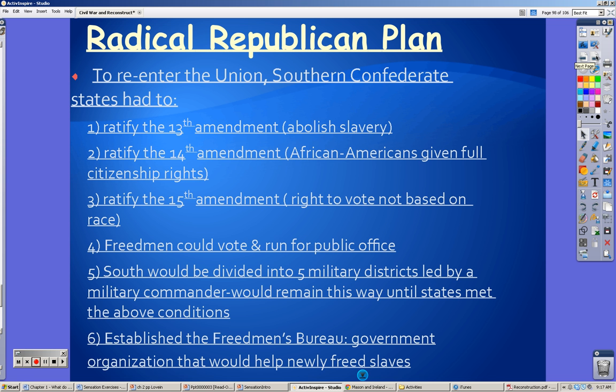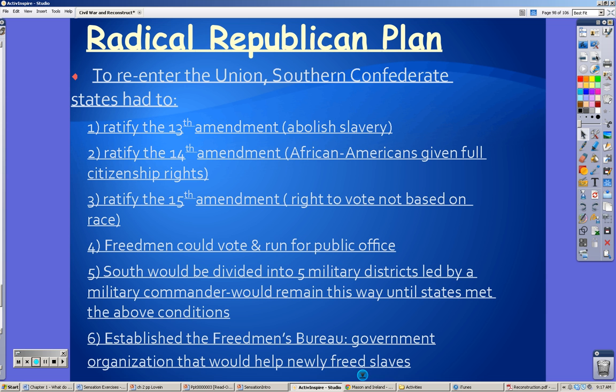So to re-enter the Union, Southern Confederate states had to ratify the 13th Amendment, which abolishes slavery, and ratify the 14th Amendment, which says that African Americans are given full citizenship rights. And the 14th Amendment is really important because it's equality under the law, so everyone is equal, and this is something that is used today all the time in court cases. The 14th Amendment is very strong, very powerful, one of the most important amendments we have because it just makes sure that everyone is treated equally.